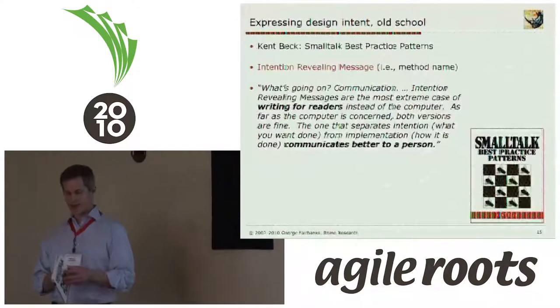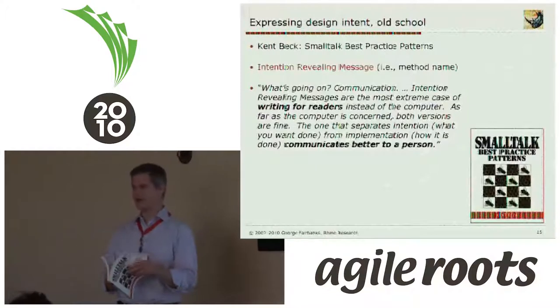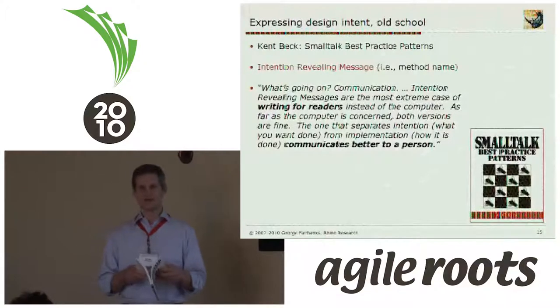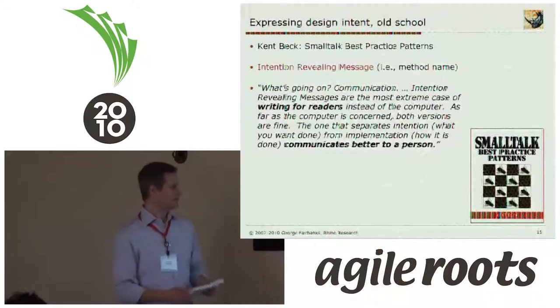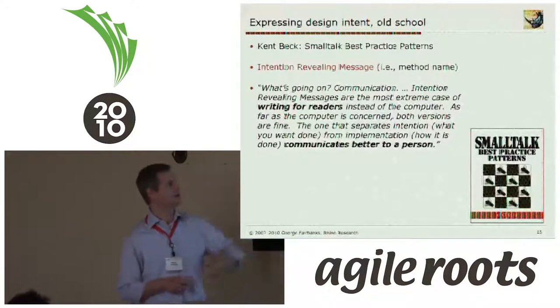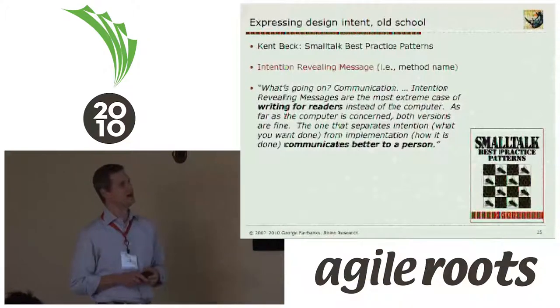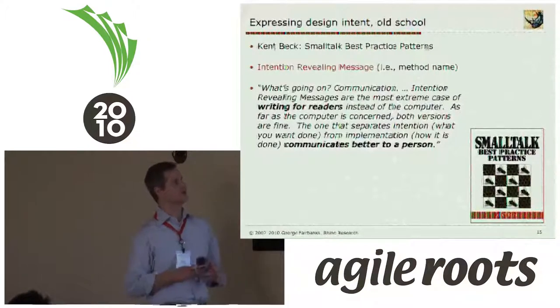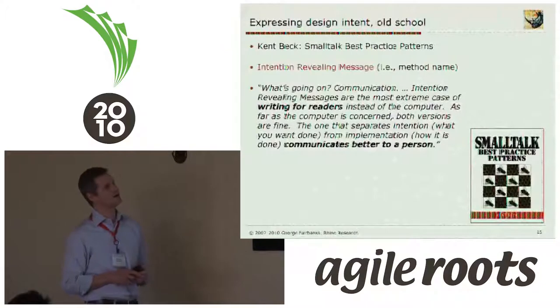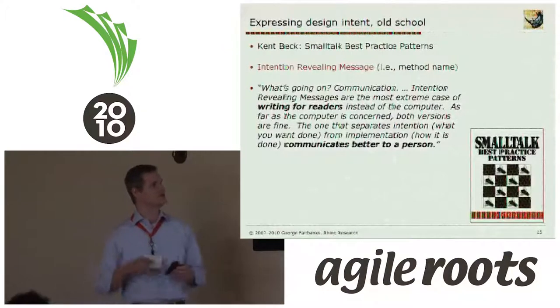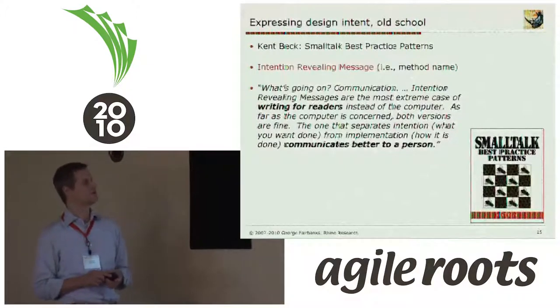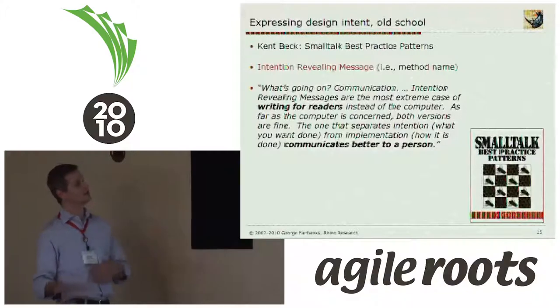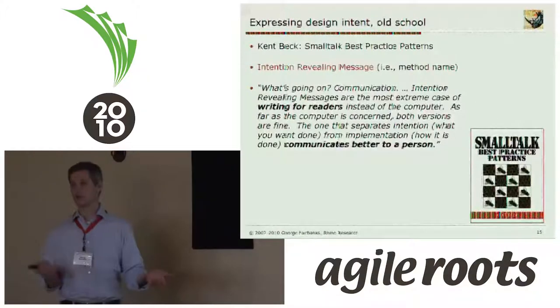And he goes, oh yeah, there's this great pattern in here. I think I can find it. And he tells me what it is, and I say, yeah, it's the page that's turned down, right? There's one page turned down. And here's the quote. It's from this pattern called the intention revealing message, i.e. method name, messages or methods in Smalltalk. What's going on? Communication. Intention revealing messages are the most extreme case of writing for readers instead of the computer. As far as the computer is concerned, both versions are fine. The one that separates intention, what you want done, from implementation, how it's done, communicates better to a person, right?